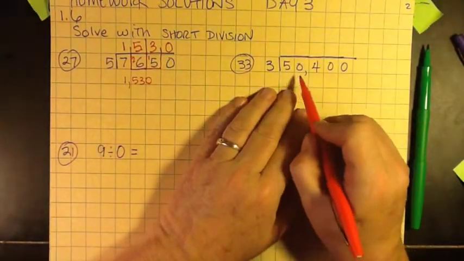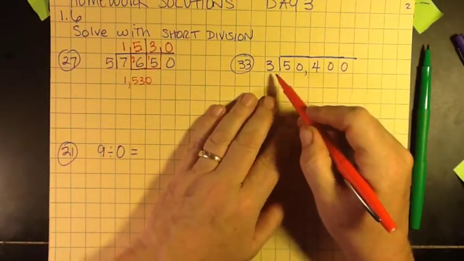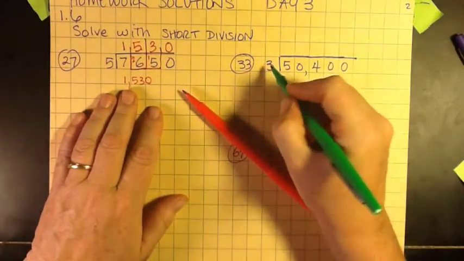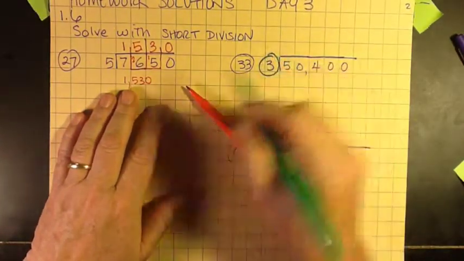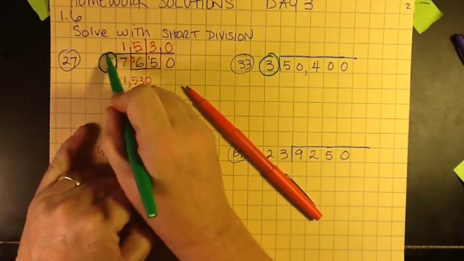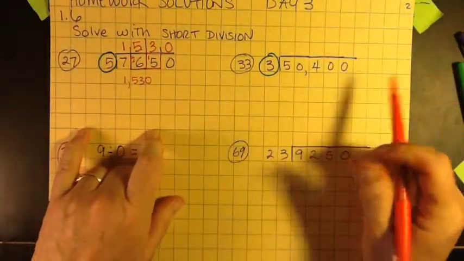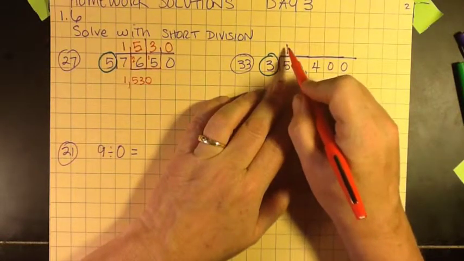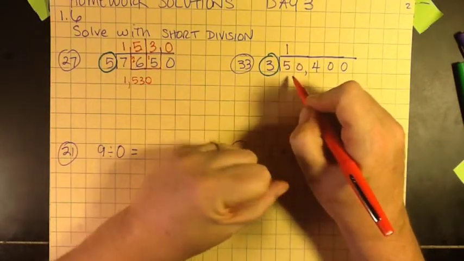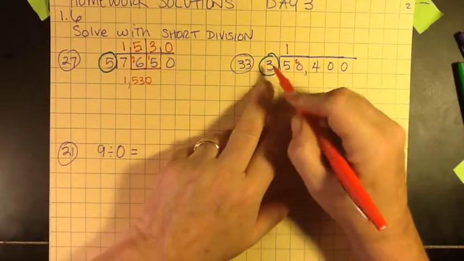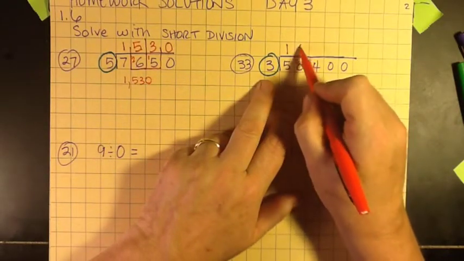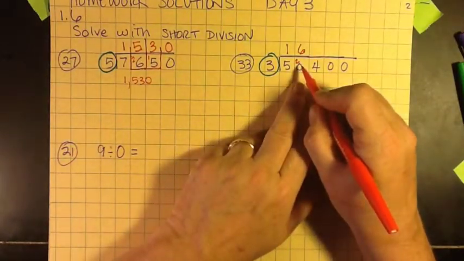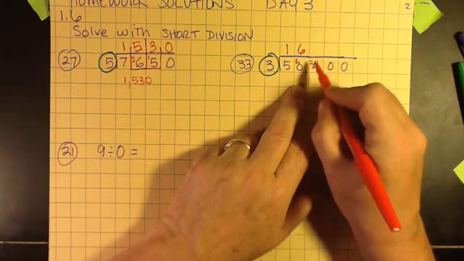This is 50,400 divided by 3. And I want to mention a very important thing about short division: it will only work if you have a single digit there. So let's work here. 3 goes into 5 one time. 1 times 3 is 3. 5 minus 3 is 2. 3 goes into 20 6 times. 6 times 3 is 18. 20 minus 18 leaves 2.